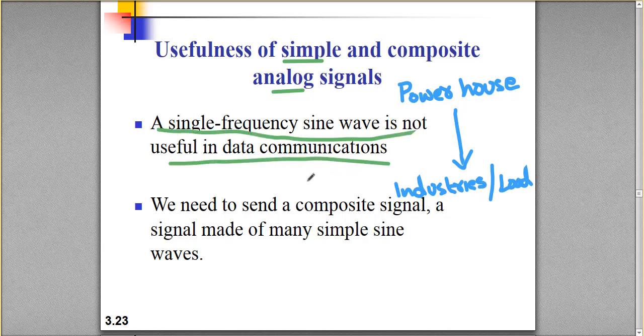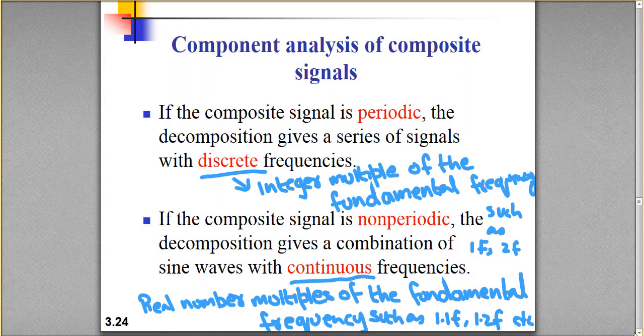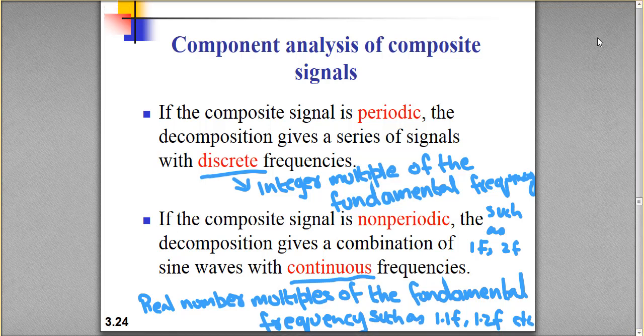For data communication purposes, we need a composite signal. A composite signal is one that's made up of a number of sine waves, each one of which may have a different amplitude, a different phase, or a different frequency. Such composite signals can be decomposed into their components using Fourier analysis. If the composite signal is periodic, its decomposition gives us a series of sine waves with discrete frequencies.